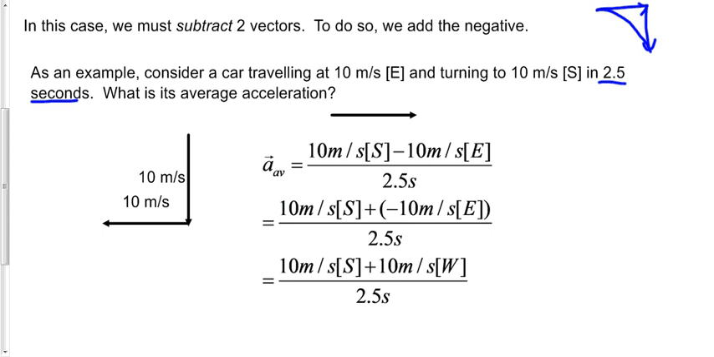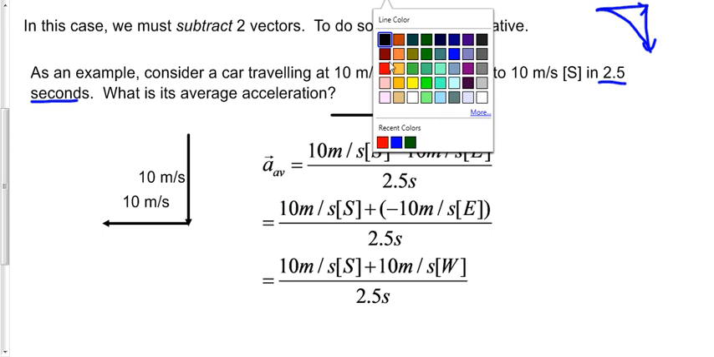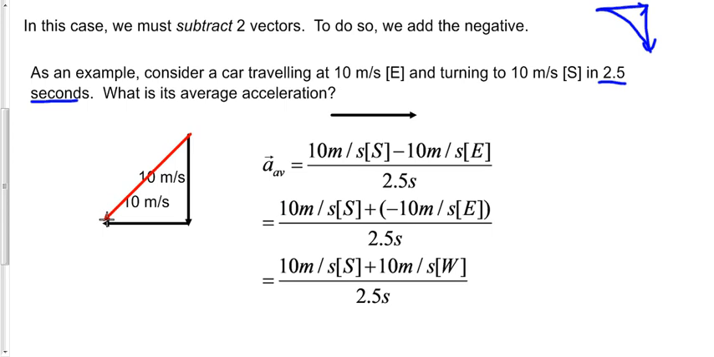So again, we've now resolved this problem to a fairly simple trigonometric problem. I won't bore you with the details here, but I got for my answer 5.7 meters per second squared. And the directionality, notice this is 10 and 10, so this angle here will be 45. And so I can just then say south 45 degrees west, pardon me.